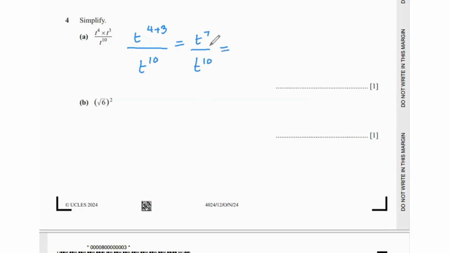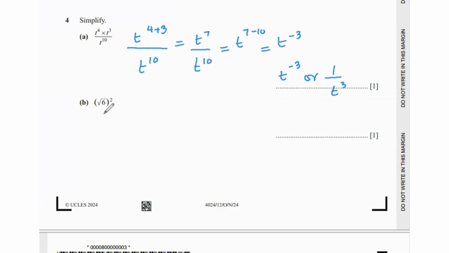And now, since the bases are being divided, we subtract the powers. So that's t to the power of -3. Your answer can be written as a negative index, which is t to the power of -3, or you can write it as a positive index, 1 over t cubed. Both are correct.